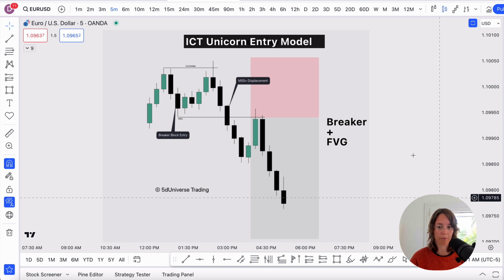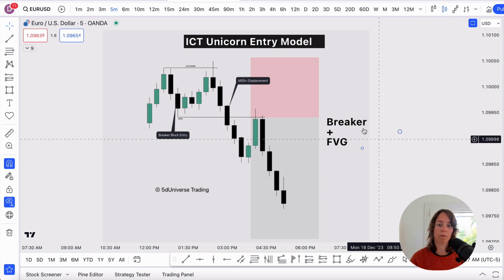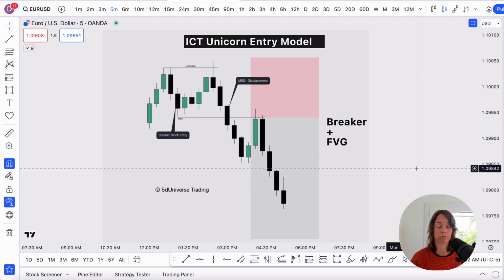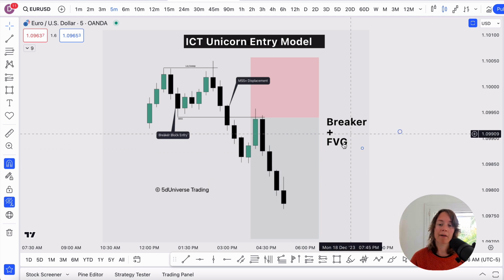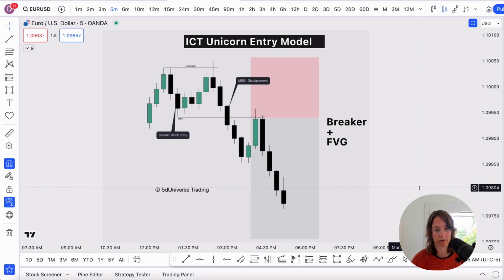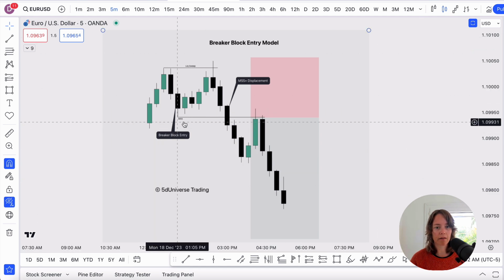We want to look for a breaker plus the fair value gap, and that makes it a high probable entry model. So we can always, of course, use only breakers. They work really well. I really love them. They're actually my favorite entry model. But if it's combined with a fair value gap, it actually gives a really nice high win rate or high probable entry model.